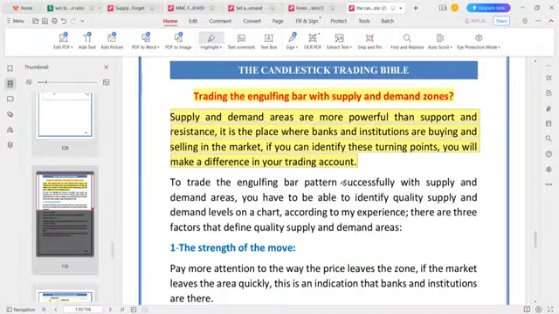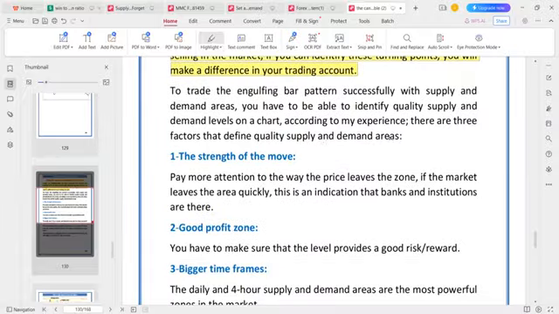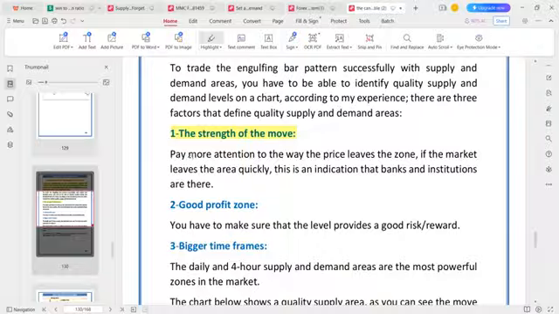So to trade the engulfing bar pattern successfully with supply and demand areas, you have to be able to identify quality supply and demand levels on the chart. According to my experience, there are three factors that define quality in supply and demand areas. The first is the strength of the move. Pay more attention to the way the price leaves a zone.